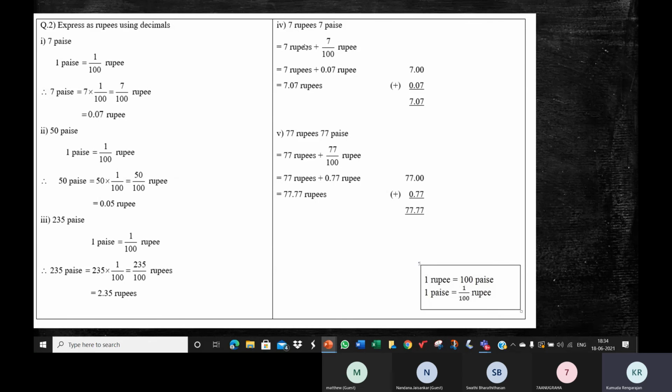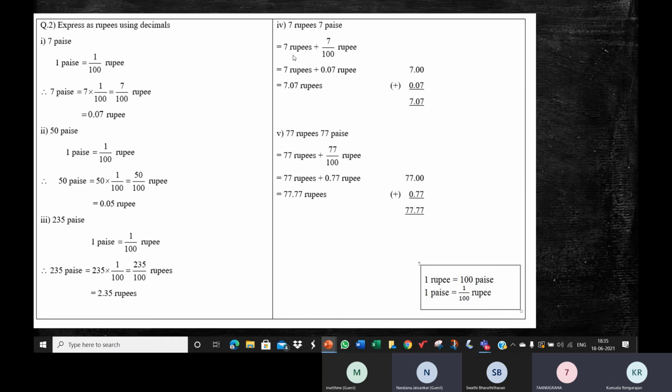So 7 rupees. Am I audible, children? Are we all there? Yes, ma'am. Your voice is audible, ma'am. Nandana, Matthew, Anugraha, are you able to hear me? Yes, ma'am, I can hear you, ma'am.